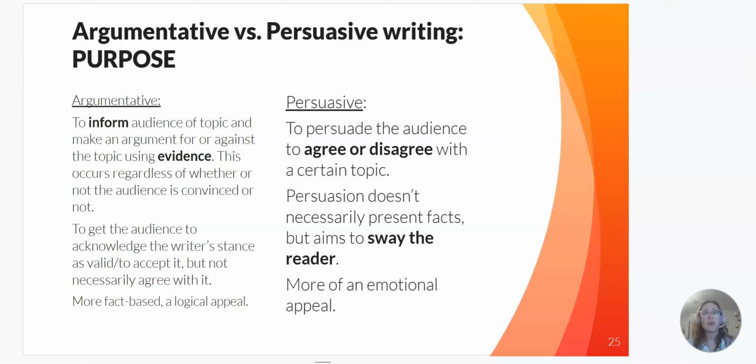And we are going to do more of a rhetoric review in the coming weeks, but that's an appeal to logos. Whereas with persuasion, you want the audience to agree with you, or disagree with you, that this thing is bad or this thing is good. You want them to agree with you. It doesn't necessarily present facts, but it aims to sway the reader to your side, and it tends to be more emotional. So if we're thinking of rhetoric here, that's usually more of an appeal to pathos.